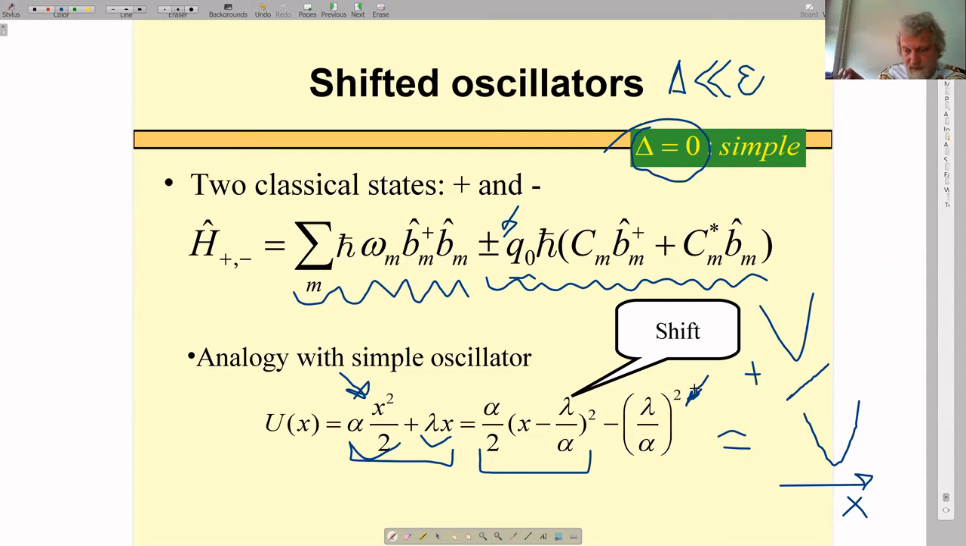All right. So let me repeat, a particle in state plus or minus just shifts the oscillators of the bus, and it shifts them in two different directions.